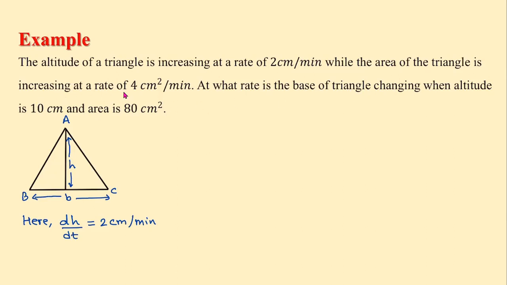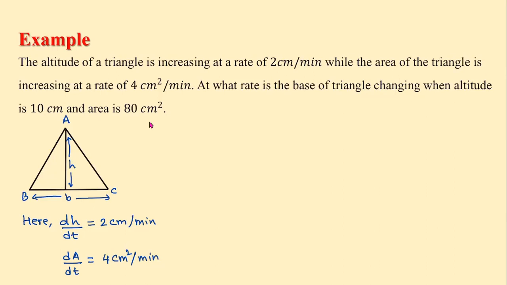Well, the area is increasing at the rate of 4 centimeters squared per minute. The change in area with respect to time, dA over dt, is equal to 4 centimeters squared per minute. So here the change in height with respect to time is given. So this is increasing. Because the height is increasing, the area is also increasing. Now what you have to do is find at what rate the base of the triangle is changing. So when the height is increasing and the area is also increasing, maybe the base is also increasing, or maybe it is decreasing. So changing, right? At what rate is the base of the triangle changing? And we have to find that when the altitude is 10 centimeters and the area is 80 centimeters squared.